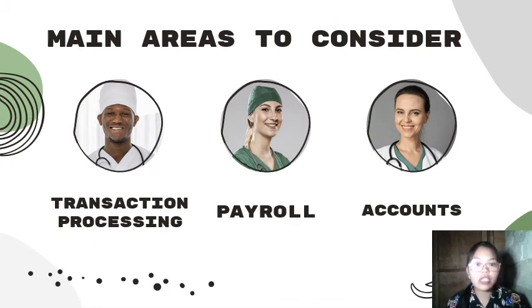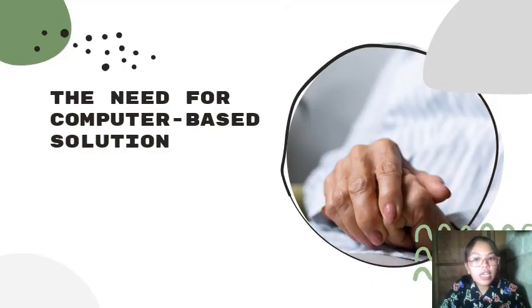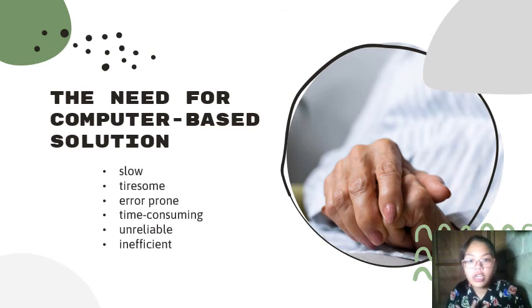All sorts of expenses such as rents, bills, employees' payments, and so forth are studied, so the monthly expense can be recorded. If this section is computerized, the record can be easily entered, sorted, and searched for later use. Many problems are clearly associated with the manual system based on some of the descriptions I've mentioned. It's slow, tiresome, error-prone, time-consuming, unreliable, and inefficient.